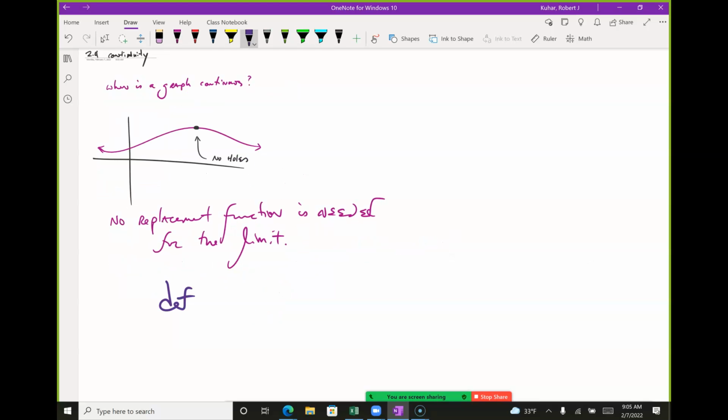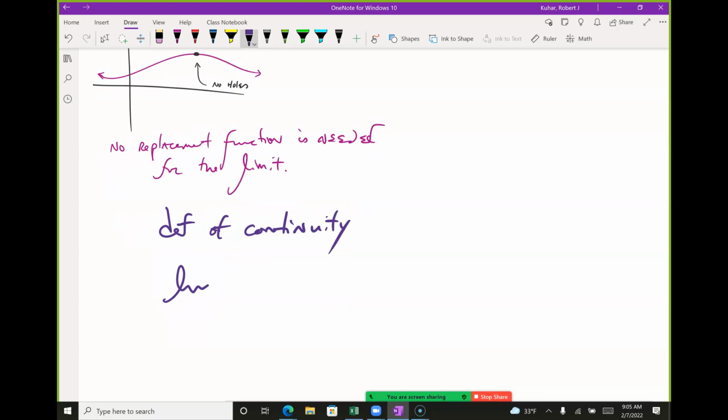So the definition of continuity: the limit as x goes to c of f of x is f of c, and that number is real. This is the quickest way for me to say it. So the limit itself is a real number. It can't be infinity, right? And you can see I can just plug in the c right away.